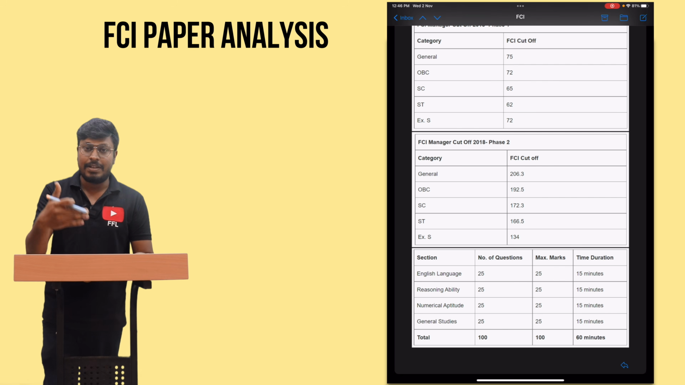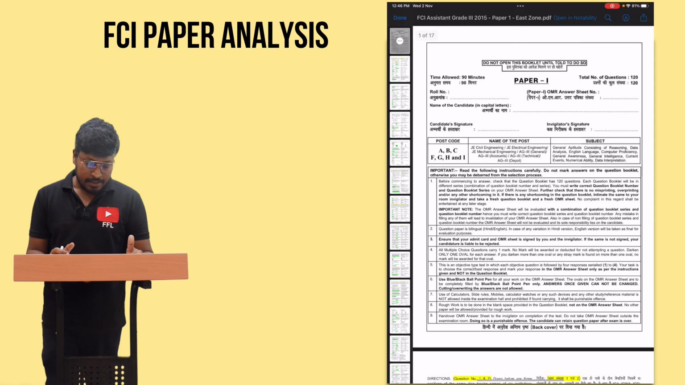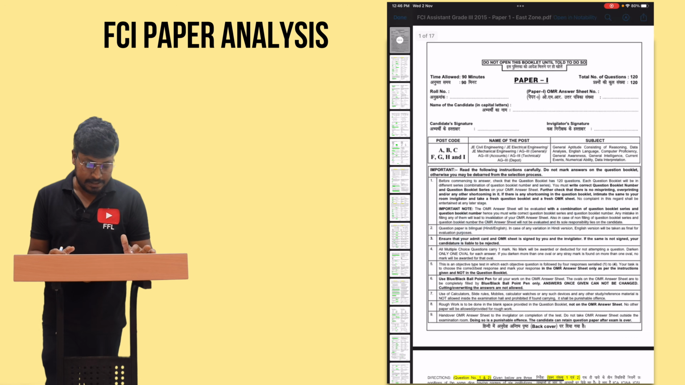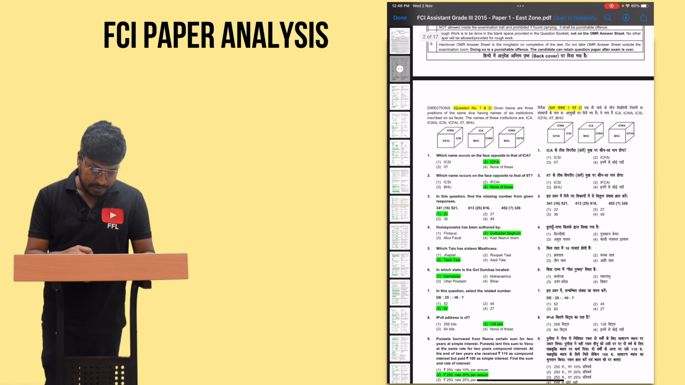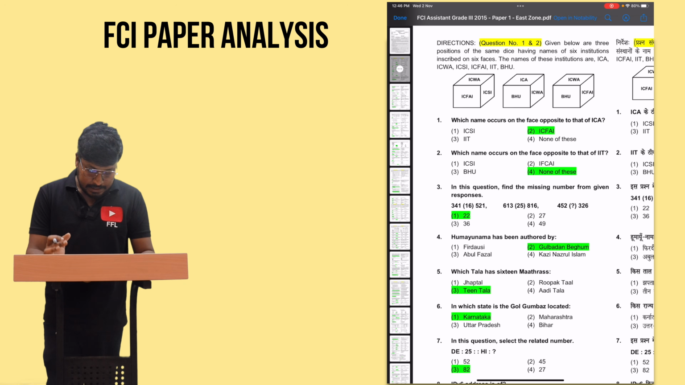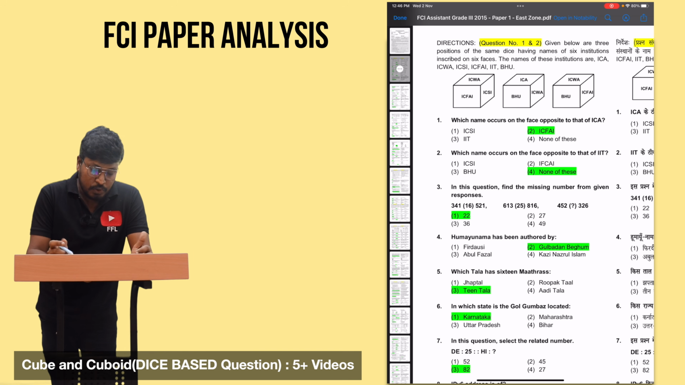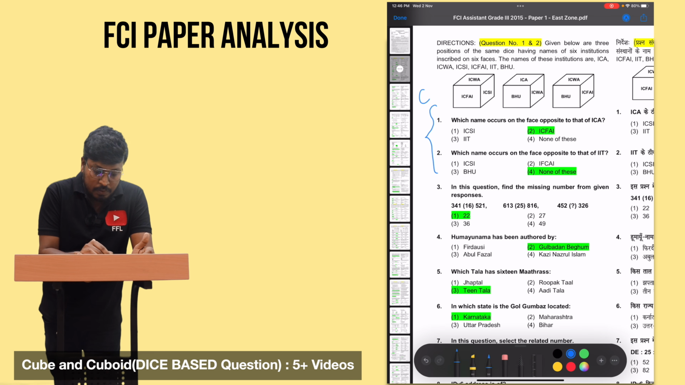So this is the cutoff, and this is the phase 1 exam pattern. Now let me take one question paper and we can see what areas they have concentrated on more. So here it's a paper 1 exam. Now we can move on to the first question. Just see, the first question is based on cube and cuboid, right? How many questions have they asked on cube and cuboid? 2 questions.